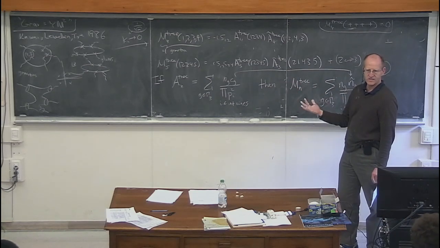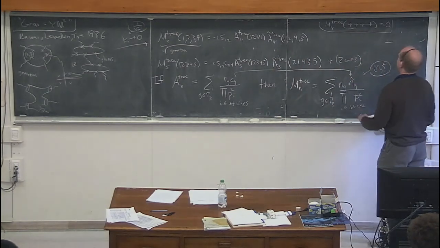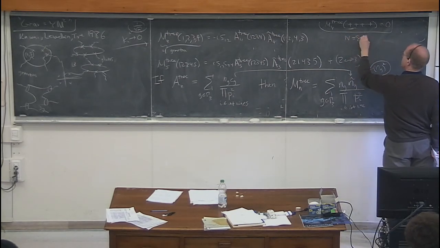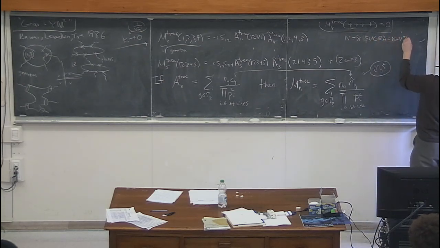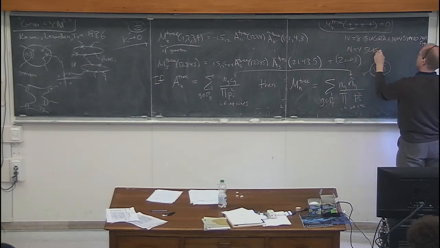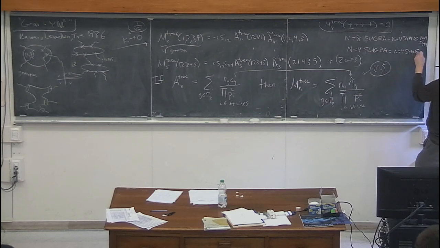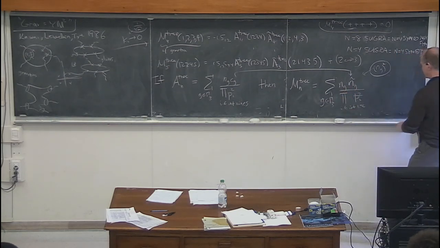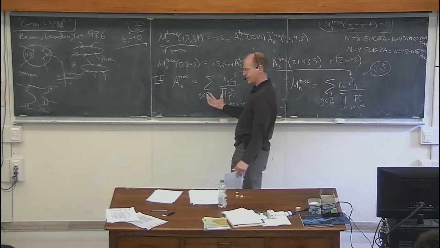And for example, you might have N equals 8 supergravity as N equals 4 SYM tensor N equals 4 SYM. But you might have a lower supergravity, which is, for example, N equals 4 super Yang-Mills tensor pure glue. You can do things like that. And in that case, these factors will be different, these n's and these n tildes. But anyway, this is an amazing formula. It says if you can write the gauge theory in the right way, there's a simple prescription for generating gravity amplitudes. And there is a BCFW recursive proof of this.